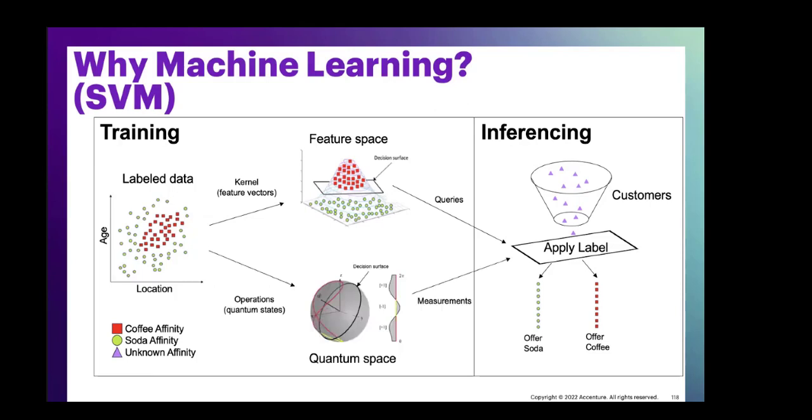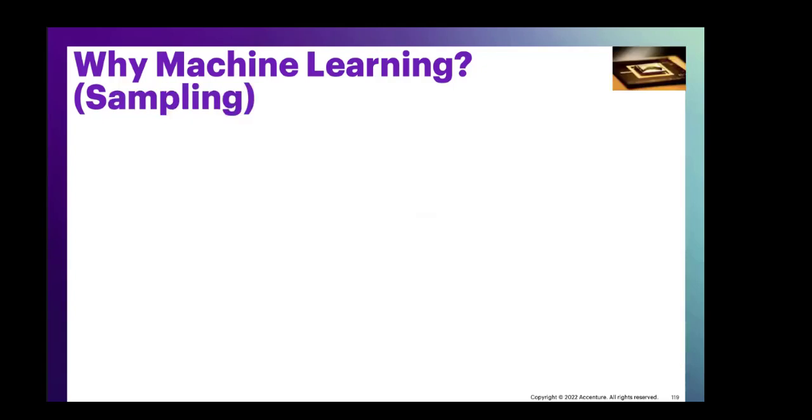In the quantum world, you can do the same thing, but the decision surface just looks different because it's in quantum space rather than in the feature vectors in classical space. And so when you can start to envision how the information is going to be modeled in order to build this decision surface, then you can start to have different ideas about what that can be. And then I have one more.